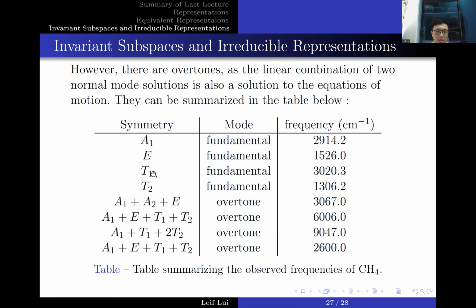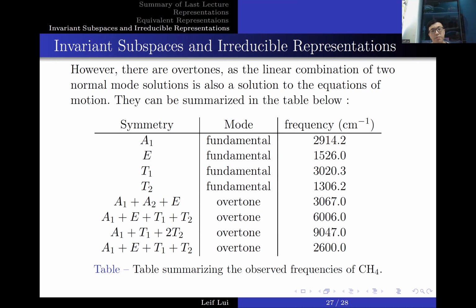So we have A1, E, T1, T2 as the fundamental modes, and they have the corresponding frequencies. Remember that these frequencies can be different for different molecules. These are obtained from experiments. But we can also have overtones by combining the fundamental modes. So we have A1 plus A2 plus A3. A1 plus A2 plus E is an overtone. A1 plus E plus T1 plus T2 is also an overtone. These are all overtones, right? They're basically just sums of the normal modes.